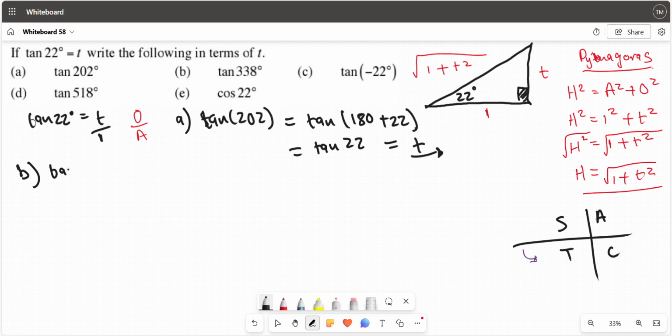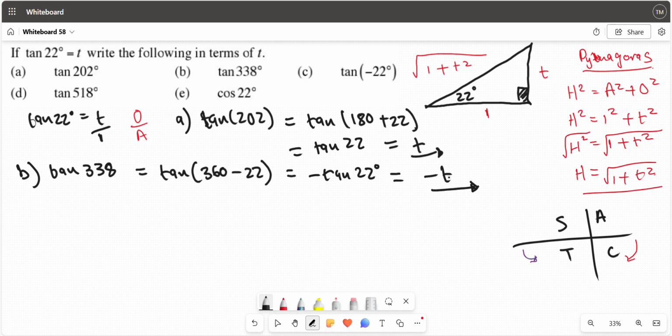Let's do B. B says what is tan 338. Using my reduction, I see that is tan of 360 minus 22. If I do 360 minus, which quadrant does it put me in? It puts me into this fourth quadrant. And what is tan in that quadrant? Tan is negative there, so this is negative tan 22 degrees, and that is simply negative t. And there we go.